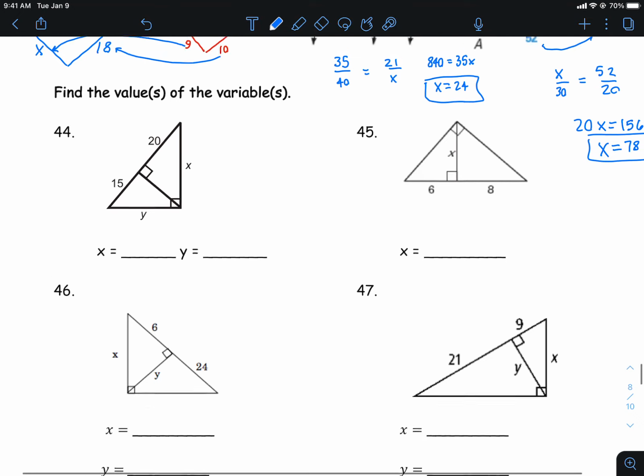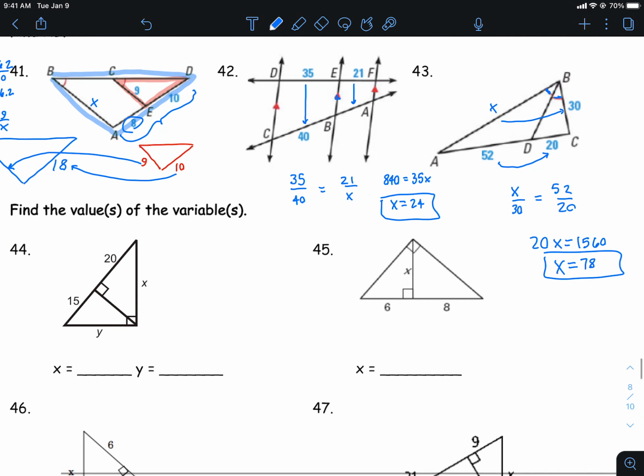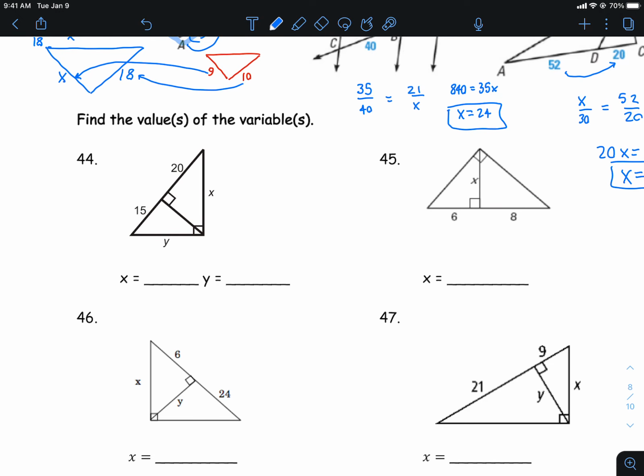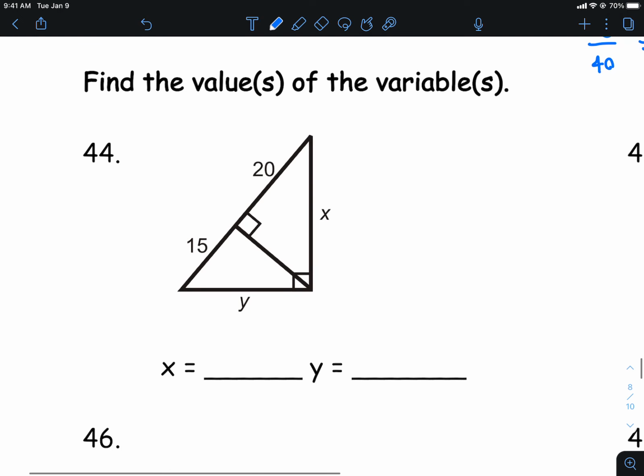One thing I want to emphasize here is these problems will be different than 43 with the angle bisector. When you have an angle bisector, you can just set the sides proportional to one another. When you have a right triangle with altitudes, this will be a little bit more involved. So here's my little tricks here, how to find maybe X and Y here.